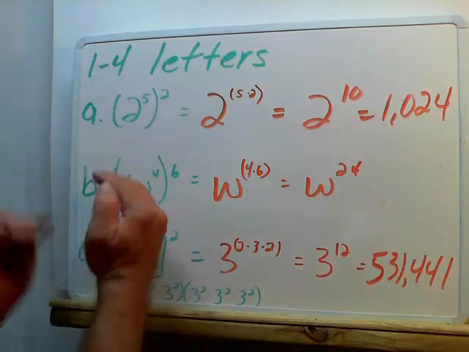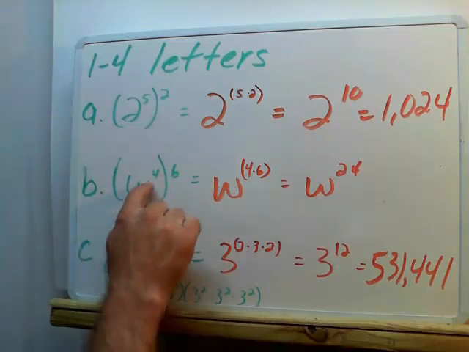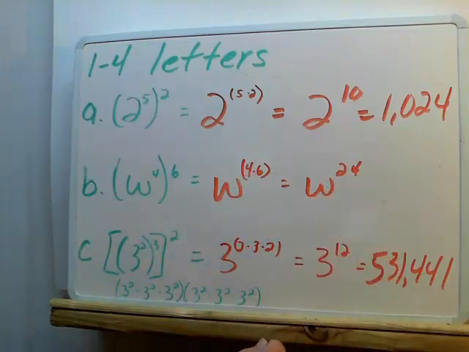Letter B, we have w to the 4th, and then all of that to the 6th. So that's w to the 4 times 6. That's w to the 24th power.